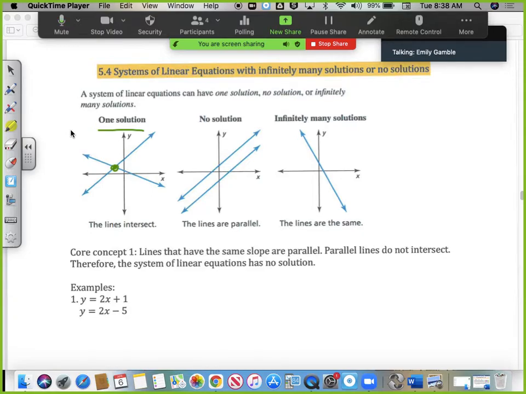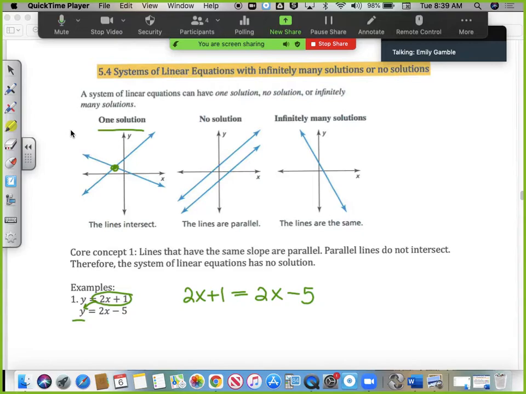I guess we'll do substitution for this one. And I chose substitution because I have y equals 2x plus 1, so I can easily take 2x plus 1 and replace it in for that y in the second equation. When I do that, I'm left with 2x plus 1 on the left-hand side, because I'm replacing that in for this y, is equal to 2x minus 5.